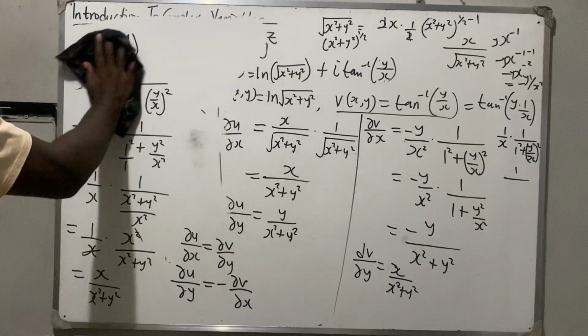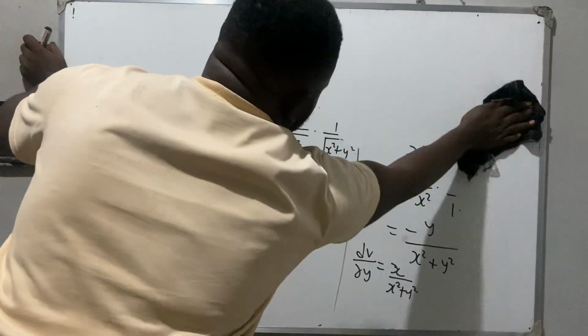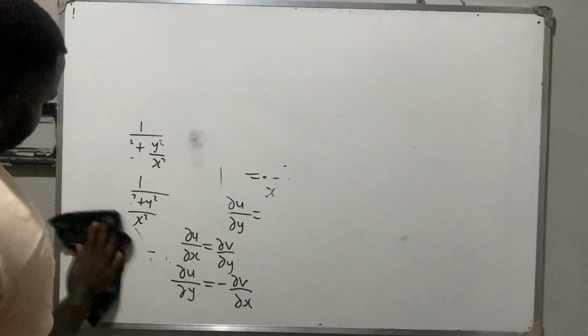So you now write in conclusion that log z is analytic. The last thing I'm going to talk about is now harmonic function. Then I'm done with this particular video. So, harmonic function.